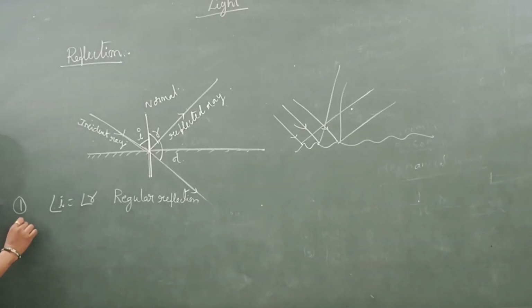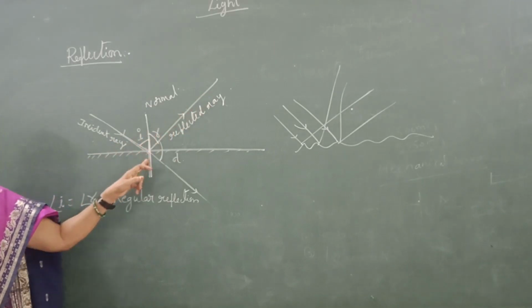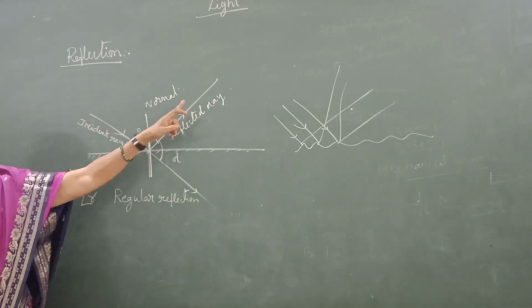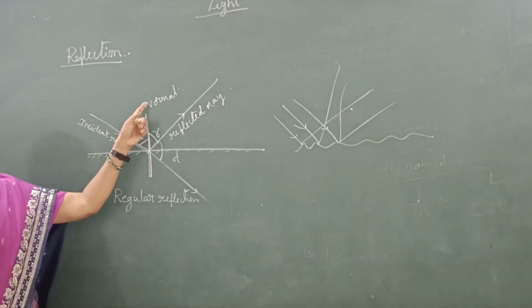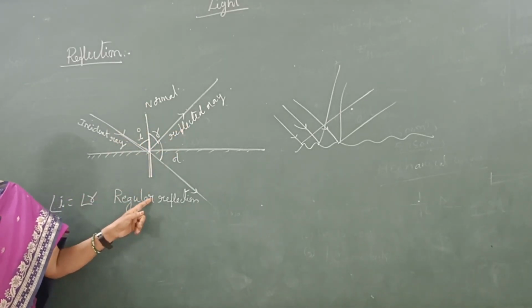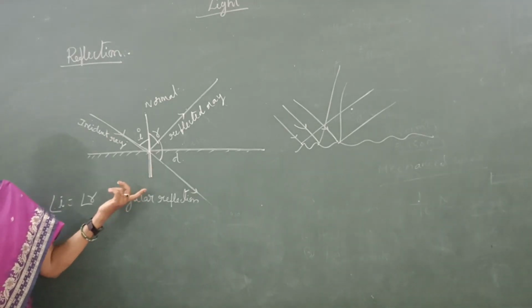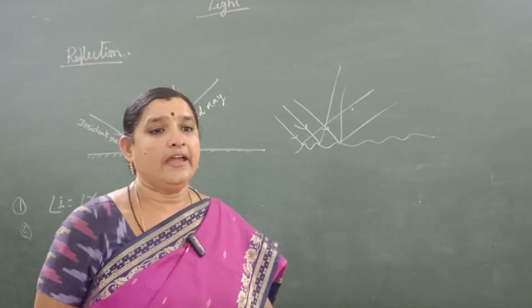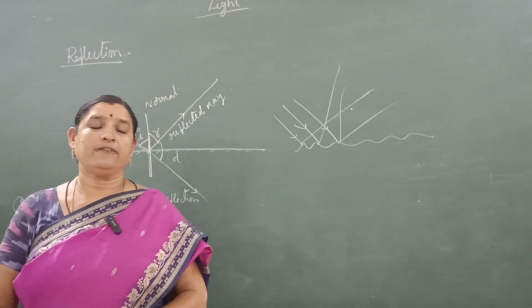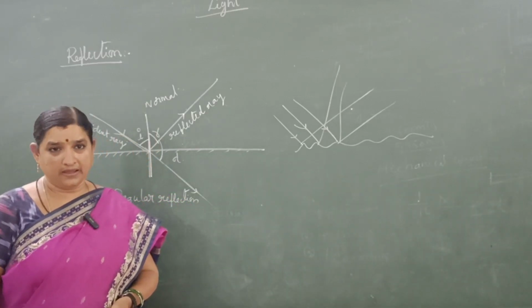The other law of reflection is that the incident ray, normal and reflected ray lie on the same plane. That is called another law of reflection. What are the laws of reflection? In a regular reflection, the angle of incidence is equal to the angle of reflection, and the incident ray, reflected ray and normal lie on the same plane.